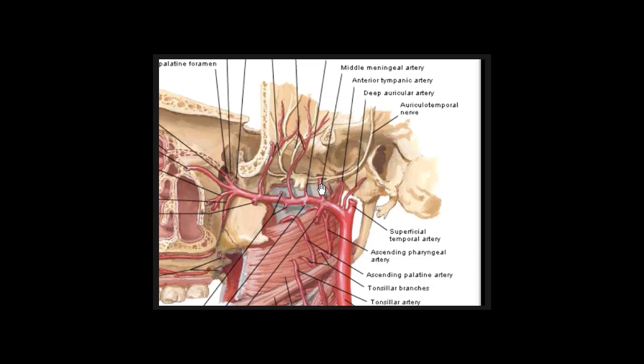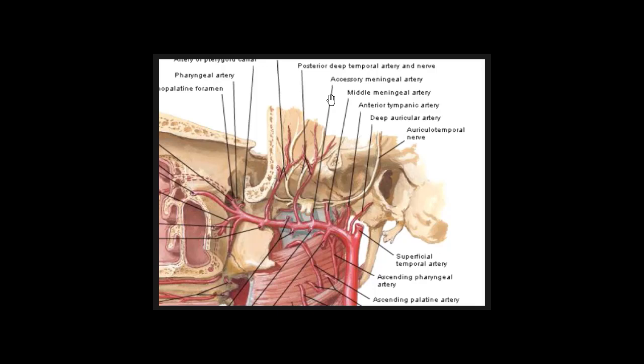The third branch is middle meningeal artery. This artery passes through the oval foramen and enters the skull to supply part of the dura mater. Next branches are deep temporal, anterior and posterior deep temporal arteries that supply temporalis muscle. Another branch is accessory meningeal artery. Sometimes it originates from middle meningeal and sometimes directly from maxillary artery. Both middle meningeal and accessory meningeal artery supply dura mater.